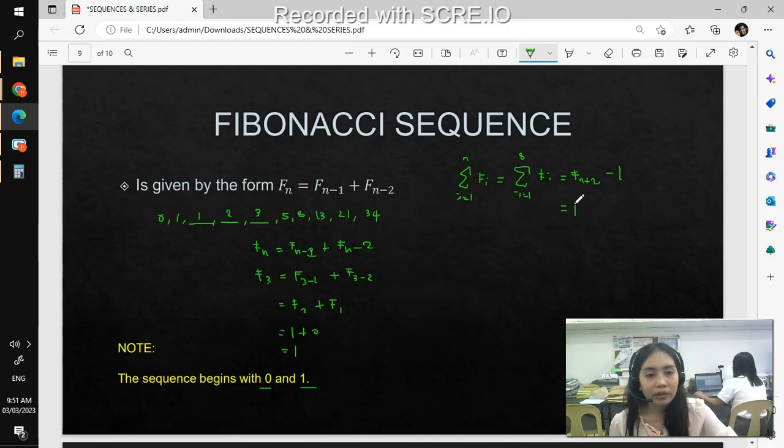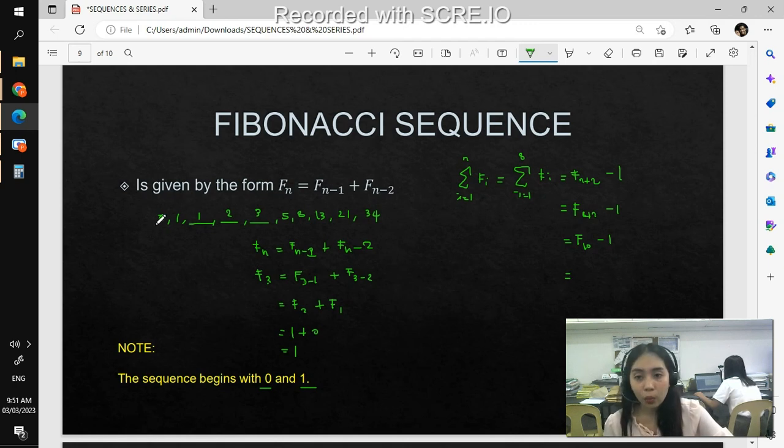Okay, now since we are looking for the sum of the first 8 terms, n will be replaced by 8. So 8 plus 2 minus 1. This gives us f sub 10 minus 1. So f sub 10, this is the 10th term of the Fibonacci sequence. We count 1, 2, 3, 4, 5, 6, 7, 8, 9, 10. Okay, the 10th term of the sequence is 34, minus 1. This gives us 33.